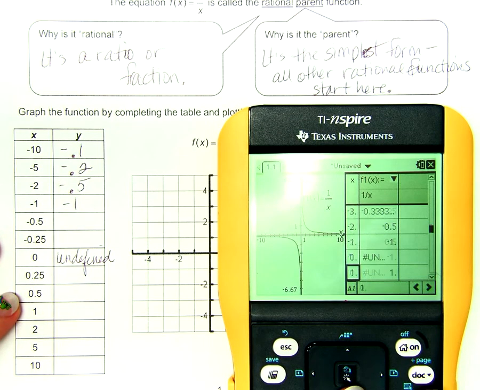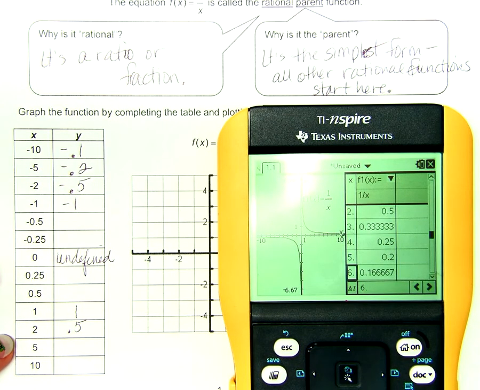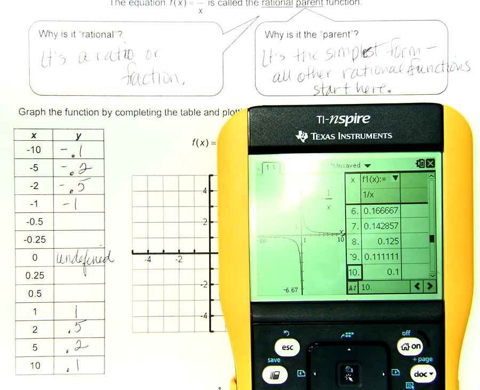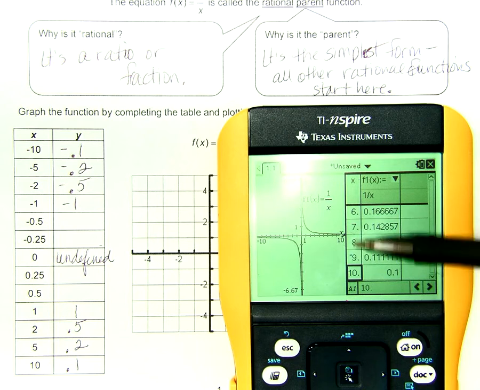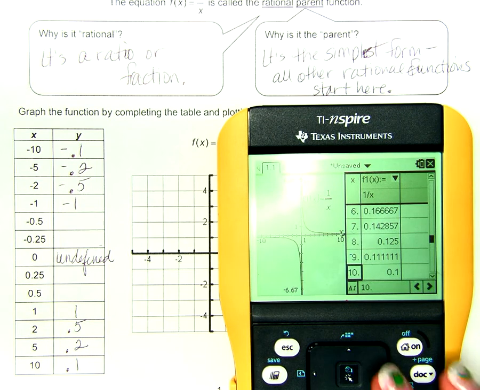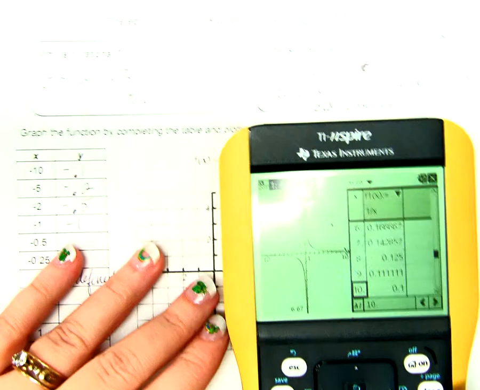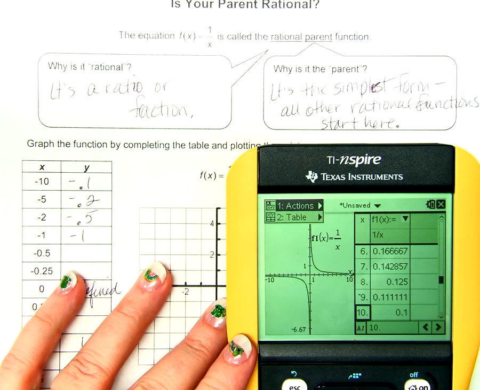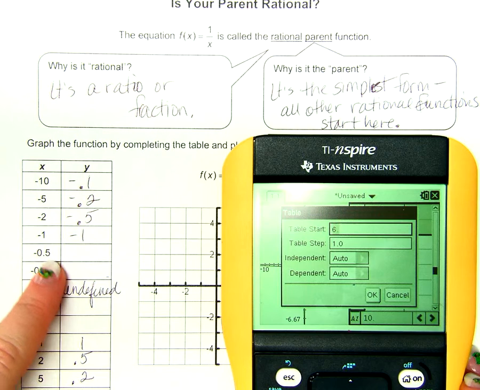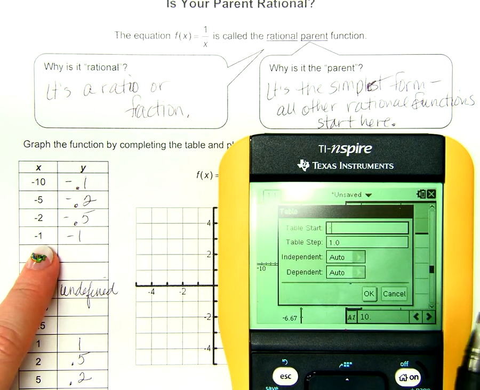That's undefined. I can go to 1 and 2 and 5 and 10. Yeah. Okay? So what I need to make sure that you understand is how to change what I see on my table in my calculator. How do I actually need these numbers to count so that I can get these two and these two? 0.25, right? Okay, so what we want to do is hit menu. And when we hit menu, we have two choices, actions or table. Well, we're needing to mess with our table. And look at number 5, edit table settings. Let's choose number 5. If we're trying to find this value right here, we want our table to start somewhere around there. So let's make it start at negative 1.